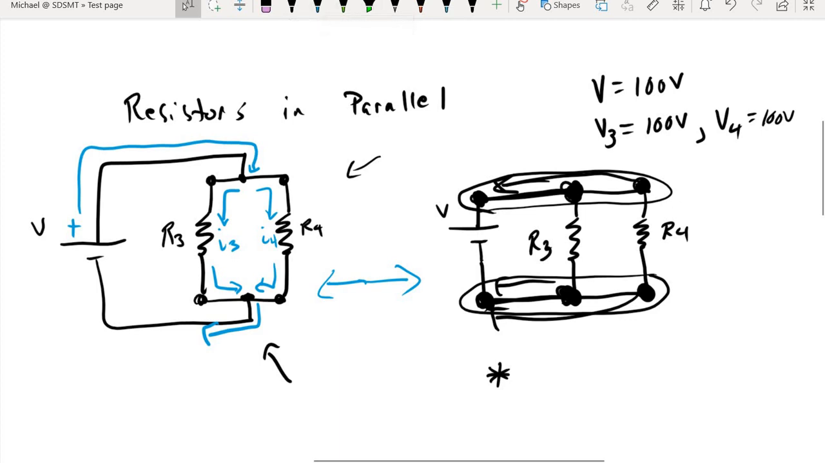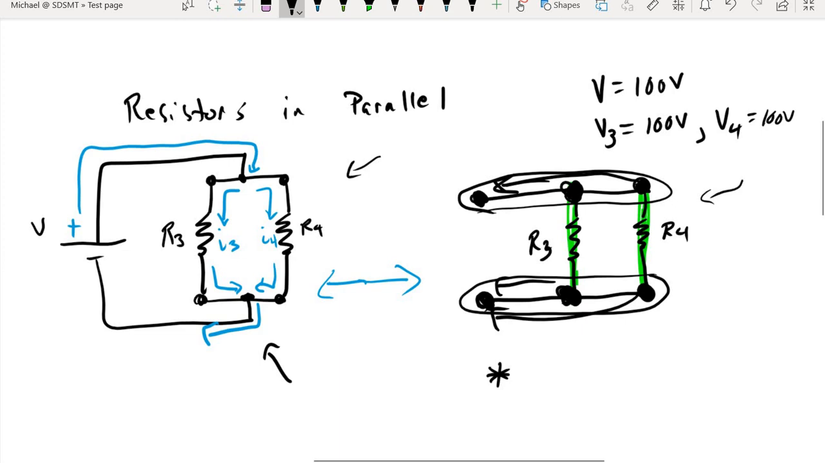So resistor 3 has the same potential as resistor 4, but does that mean that resistors in parallel are always going to have the potential of a battery? And that answer is no, because if I take that battery away, if we don't know that there's a battery there, does that change the fact that these two resistors are still connected in parallel? And the answer is no.